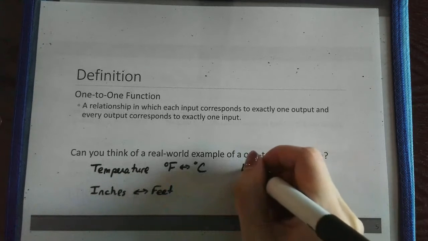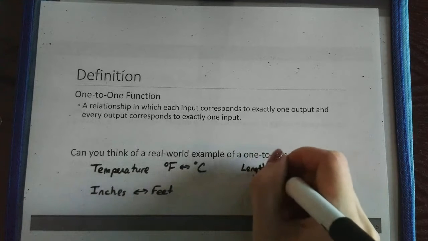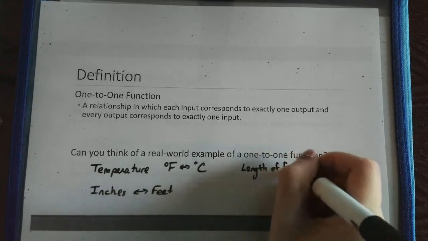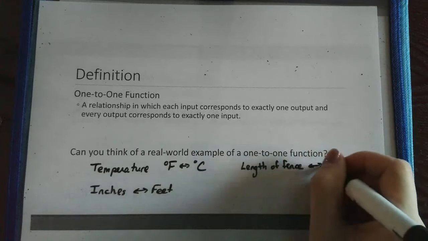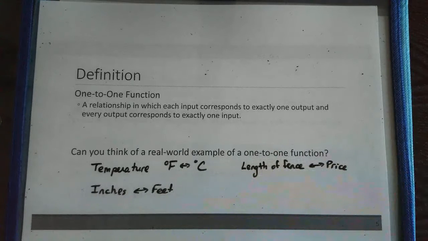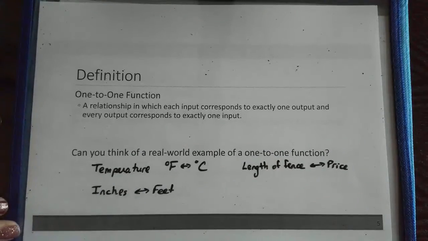What about the length of fence you buy to the price? As long as you're getting just one type of fence, then it's going to be the same price for each foot or whatever. So if you know you're going to pay X amount, you can figure out how long the fence is. If you know how long the fence is, you're going to be able to figure out what the price is going to be. So this idea of one-to-one function is you can go back and forth and there's only one choice each way.